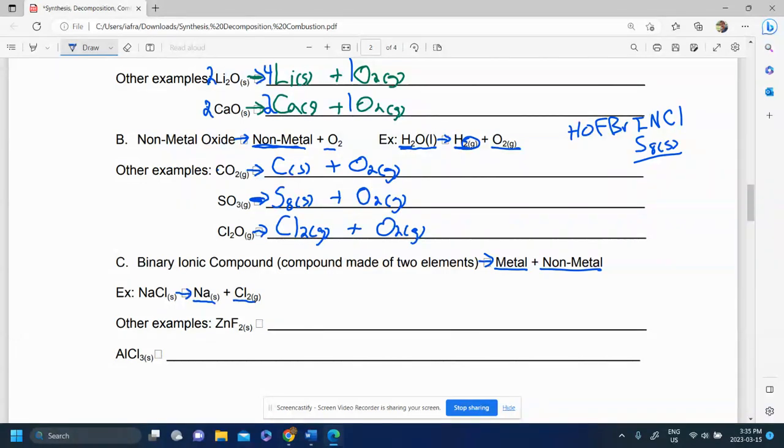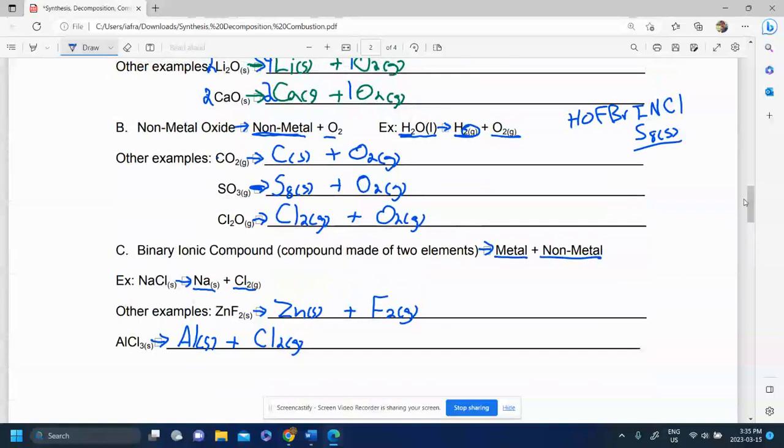So if you think you're ready to try the next one, you can. So here I have zinc fluoride. When it decomposes, it becomes zinc, that's the metal, plus fluorine, it's a Hofbrinkel, so it's fluorine gas. Aluminum chloride, decomposing. When it breaks down, it becomes its metal, aluminum, plus chlorine gas, just like that.